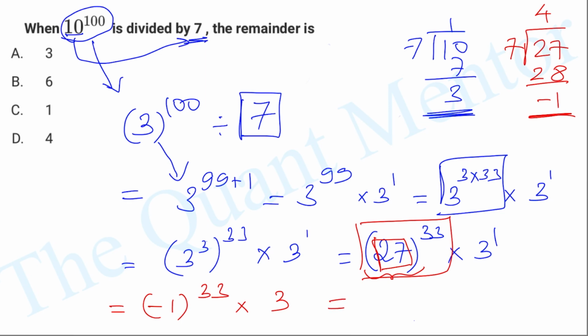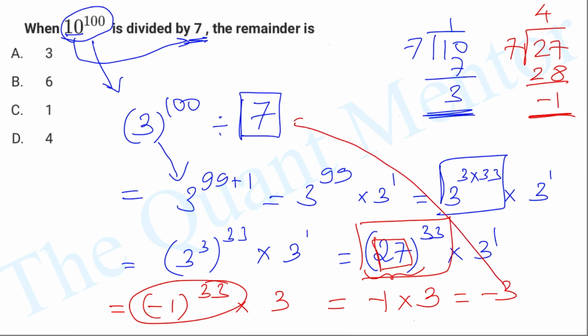Well, minus 1 is raised to an odd power, so this part will simply be minus 1 only, and it's multiplied by 3, so it's nothing but minus 3. So my remainder is minus 3. What I do is I add this to my divisor 7. Minus 3 plus 7, I get my final remainder as 4, and that's the answer to my question. The answer is option D, the remainder being 4.